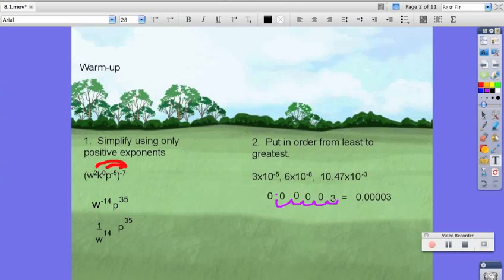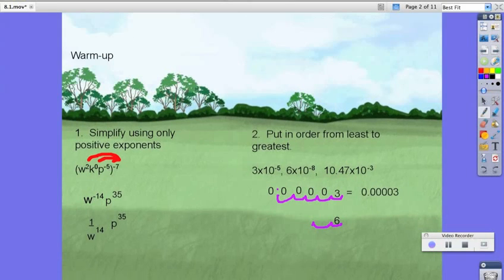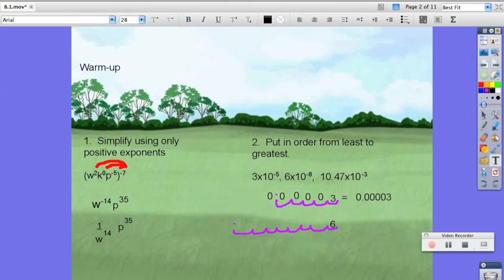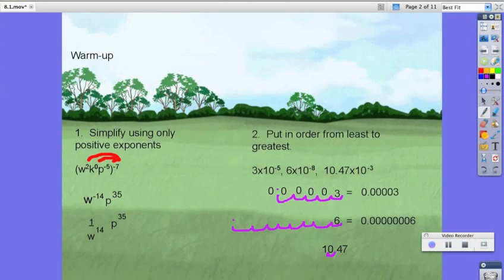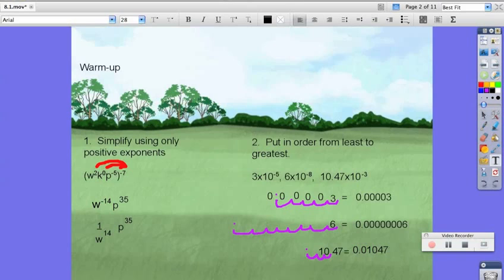The second number is going to be 6 times 10 to the -8. So we're going to move it to the right again, but this time 8 times. 1, 2, 3, 4, 5, 6, 7, 8. It's our decimal dot right there. And then we fill all of these spaces with 0 like I did before. And then the last number, they already showed us where the decimal spot is, right there. And we move it to the right 3 times. 1, 2, 3.